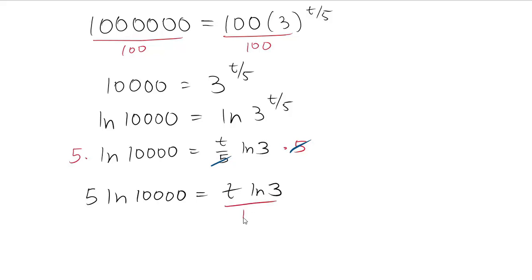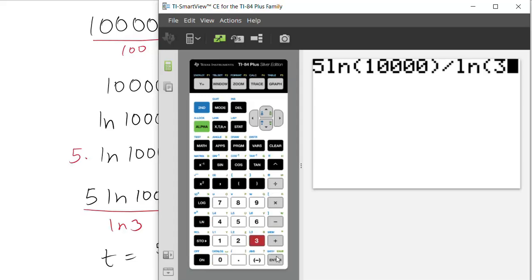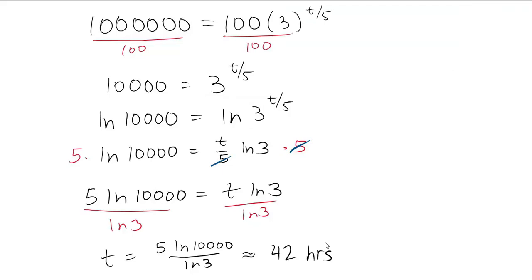And now we divide by the natural log of 3. So we get t equals 5 times the natural log of 10,000 divided by the natural log of 3. Those natural logs do not cancel. Let's approximate this in the calculator. 5 times the natural log of 10,000 divided by the natural log of 3. It's going to take about 42 hours. So in 42 hours, or just under 2 days, the population will grow from 100 bacteria to 1 million bacteria.